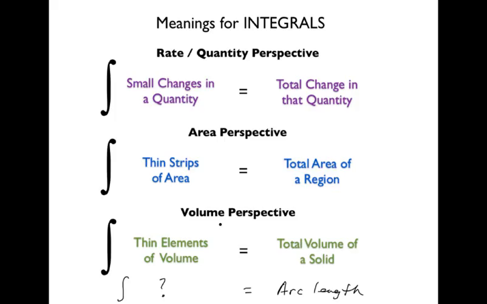No, you're kind of missing the pattern here, right? If I want the total volume of a solid, I want thin elements of volume. If I want the total area of a region, thin strips of area. Total change in a quantity, little bits of change. So if I want to get the total arc length, little what? Okay, so you might think it's little arcs, but little lengths for sure, right? Little lengths of something. So let's take a look at that.